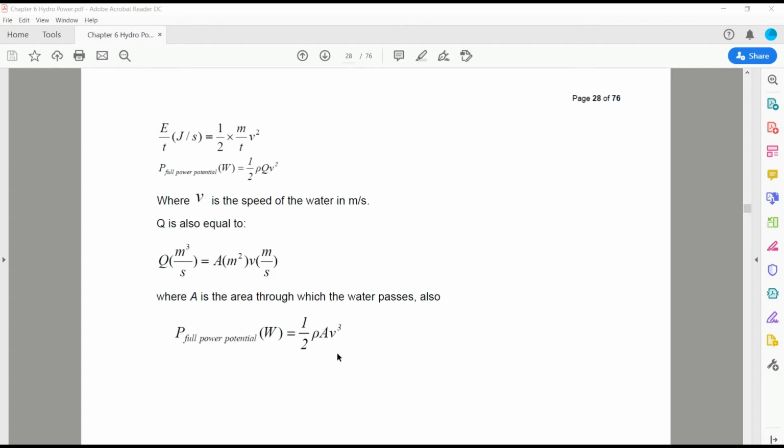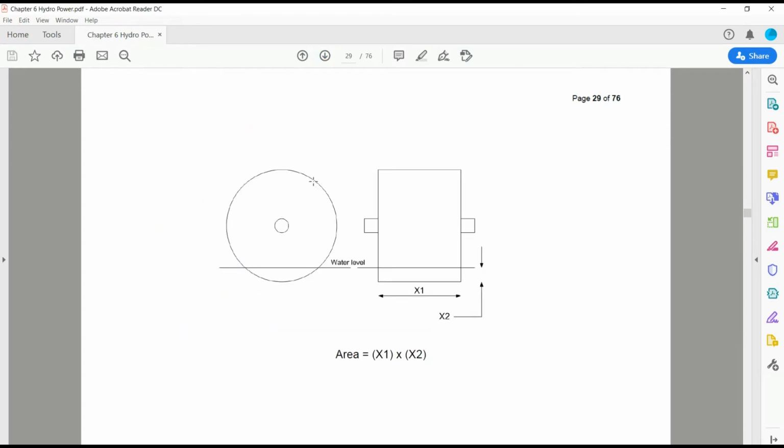So how to calculate this A? Remember back that A is the area through which the water passes. So imagine this is your wheel or your runner. This is the flow of water. This is the side view, and this is a view from the front. This is the water. So the water flows through the wheel.